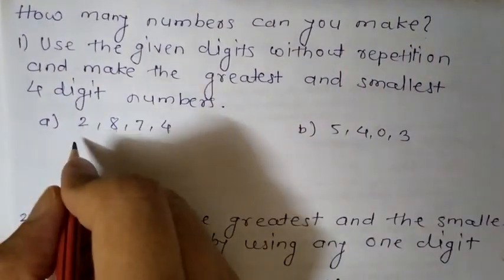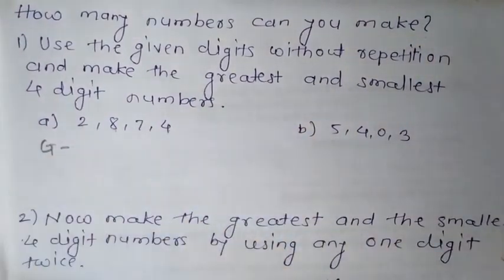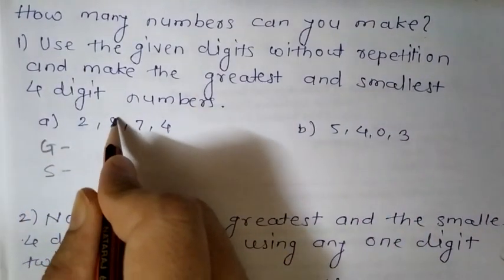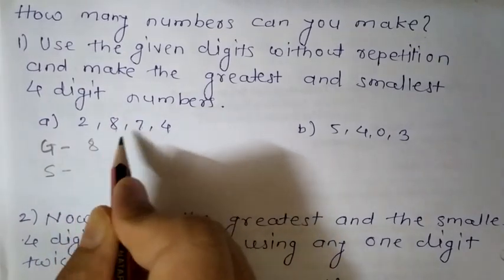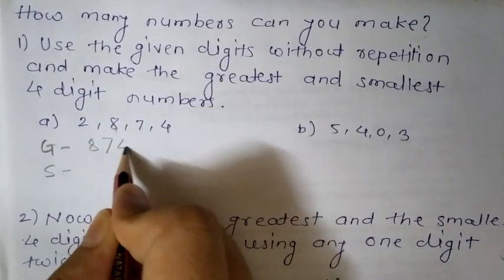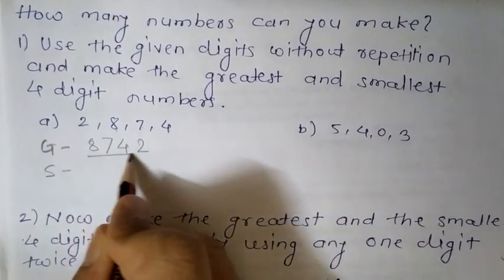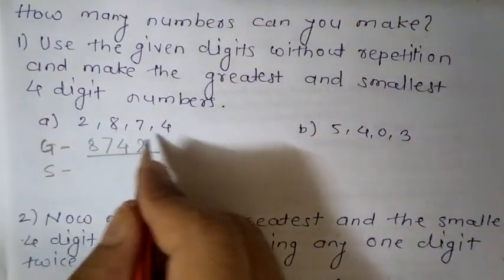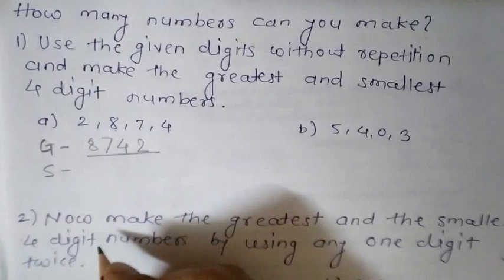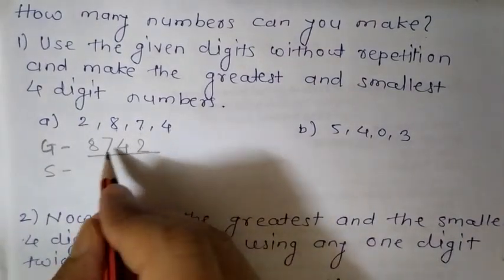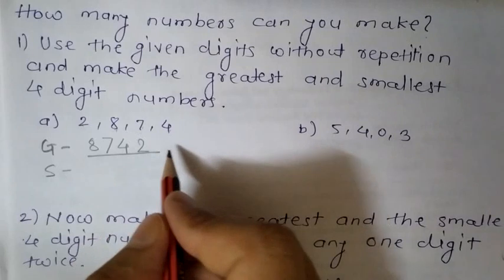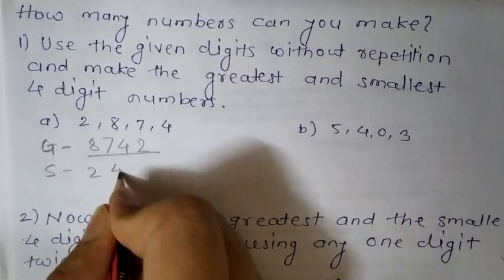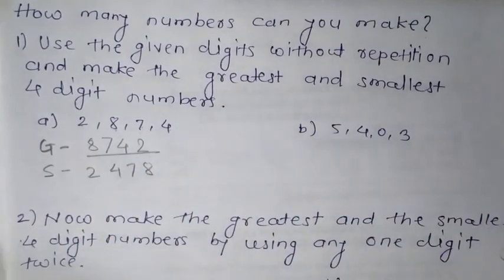So we start with the greatest number. Okay. G means greatest, S means smallest. So for greatest I start with the greatest number 8, second greatest after 8 is 7, third 4, smallest 2. So our greatest number is 8742. Now for smallest the procedure is reverse. Okay, you can just make that number in reverse order, or otherwise you can check here smallest number 2, then 4, then 7, then 8. So this is the smallest.